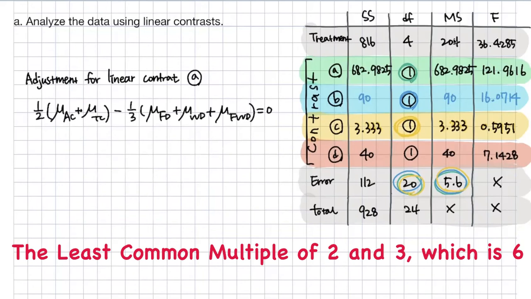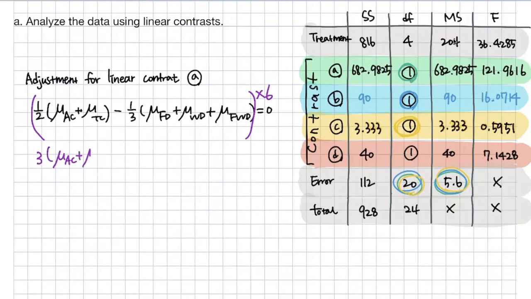So multiply by the LCM, which is 6. So we can write 1/2 as 3 mu of AC plus mu of TC, negative 3 times 6, 2 mu of FD, mu of WD, mu of FWD is equal to 0. And then my linear coefficient for group AC is 3, TC is 3, FD is negative 2, WD is negative 2, water and food deprived group is negative 2.